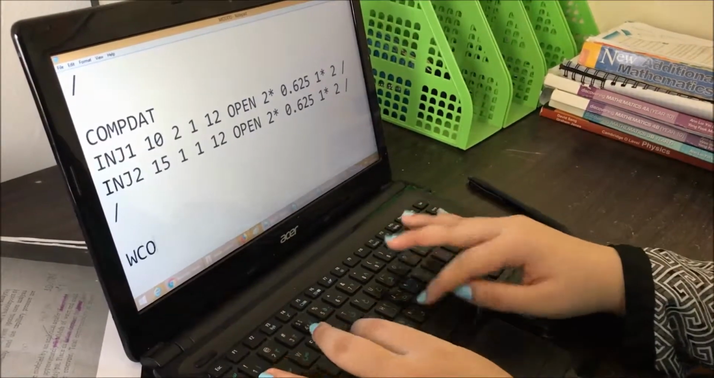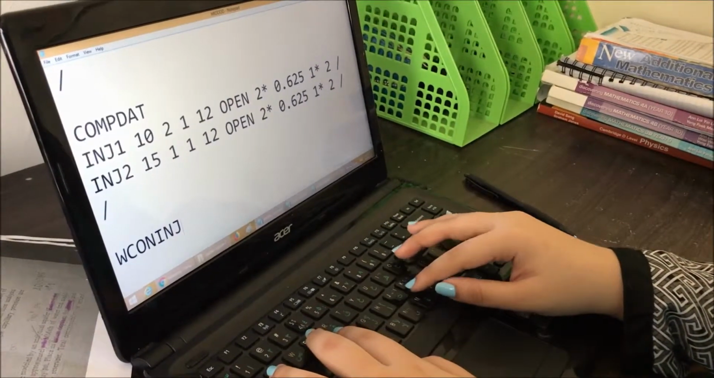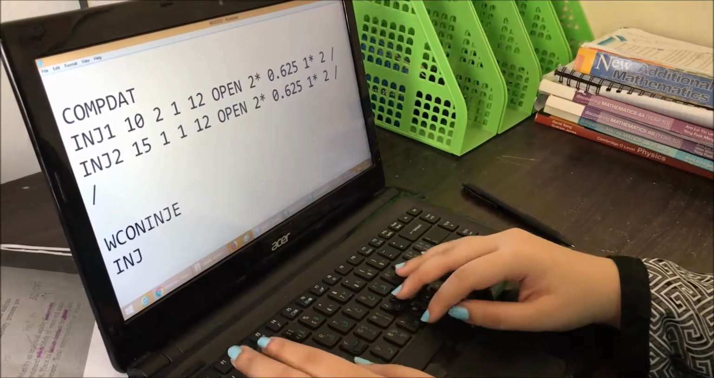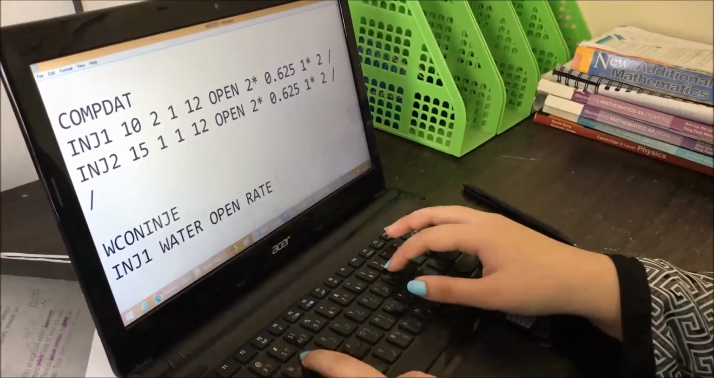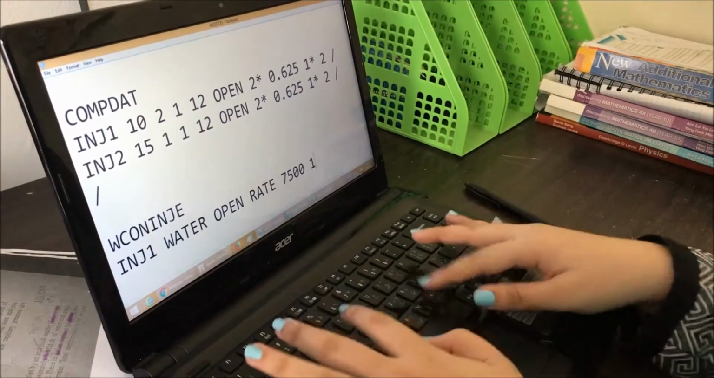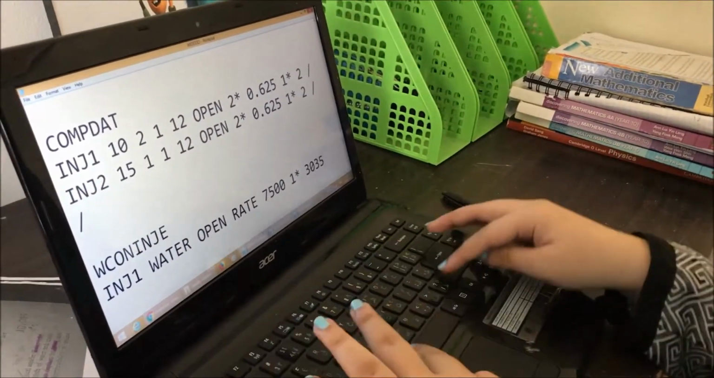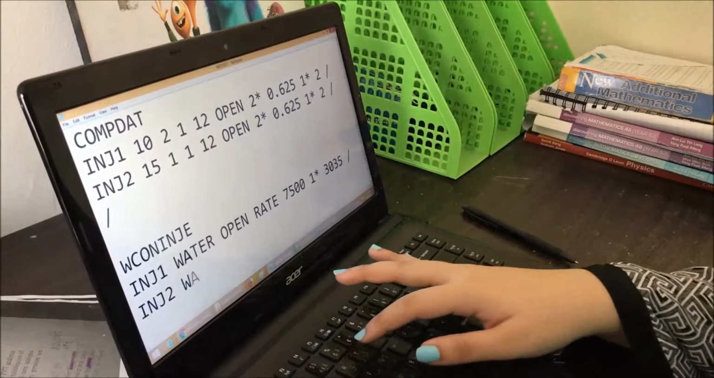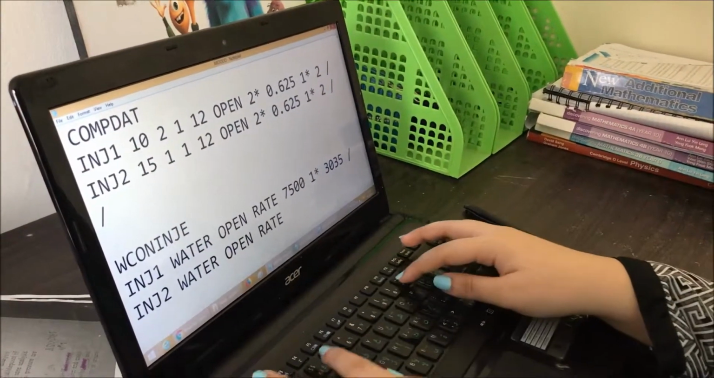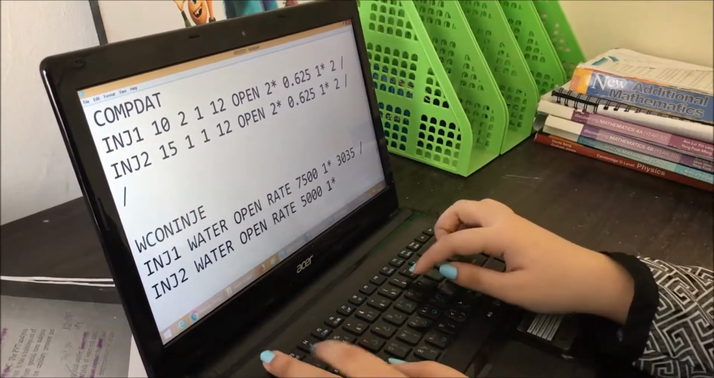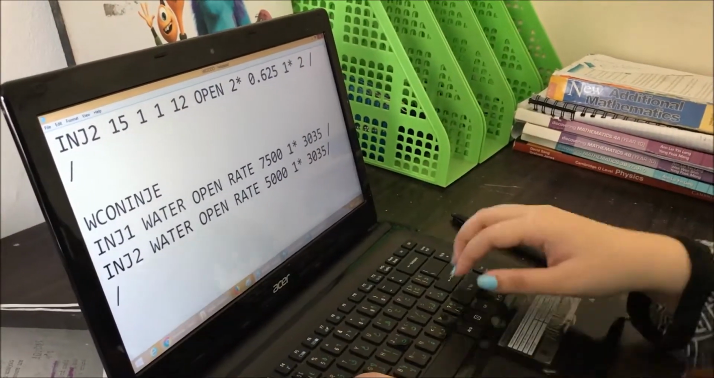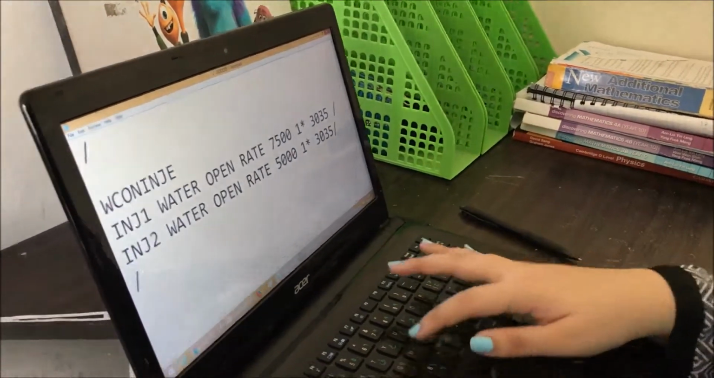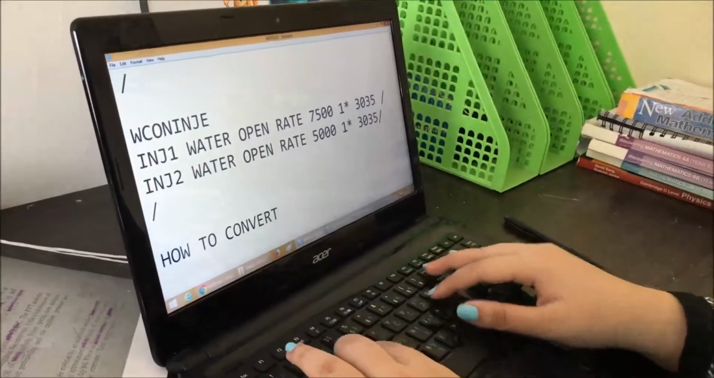For the well control injection, that is where we specify it by the keyword that has been written. This is where to state whether it is an open or shut, and also state the rate of the injected fluid, whether it's water, oil, or in our case it is water, as well as the maximum capacity that it could be injected in.